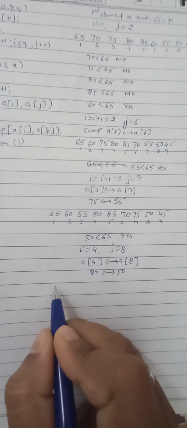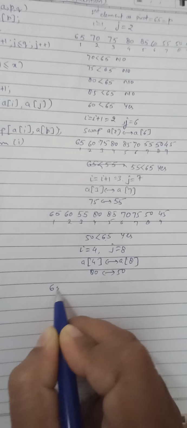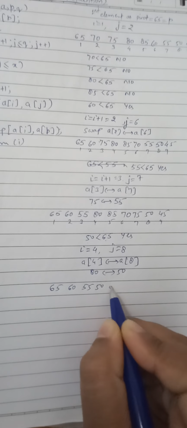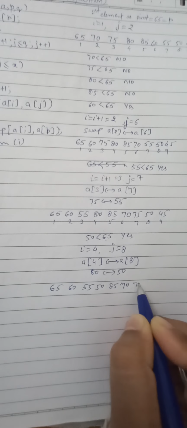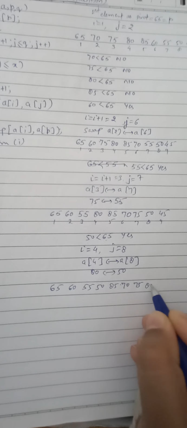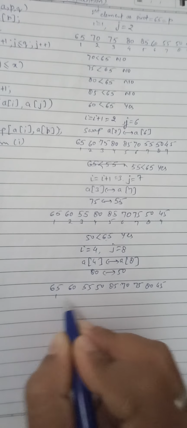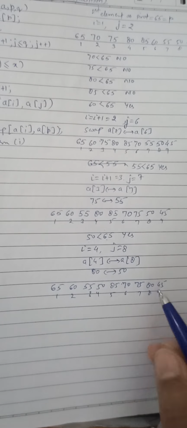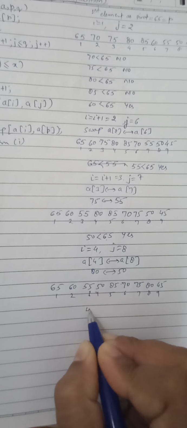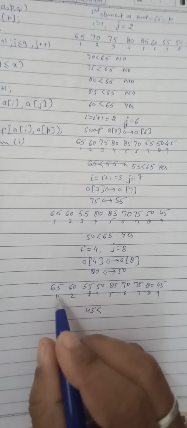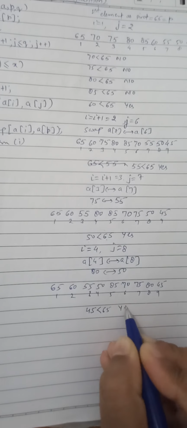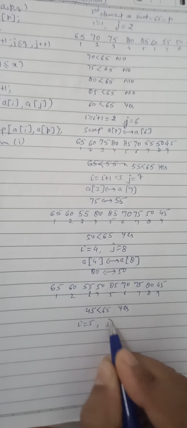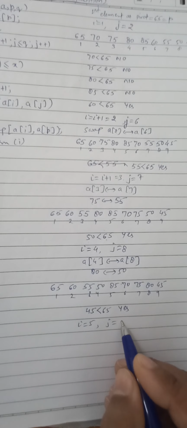So now what will be the array? Array will be 65, 60, 55. Instead of 80, what we will put? 50. 85, 70, 75. Instead of 50, what we will put? 80 and 45. Now index 1, 2, 3, 4, 5, 6, 7, 8, 9. Till 8 it is over, so we will compare 9th element. So 45 is less than the pivot element. Yes, again. So increment I value is 4 here, so it will be 5, and jth value is 9.